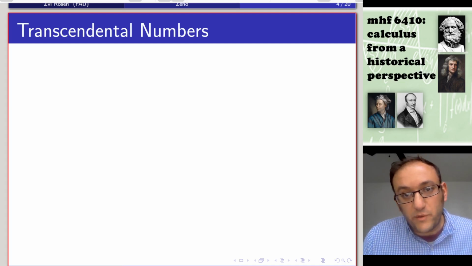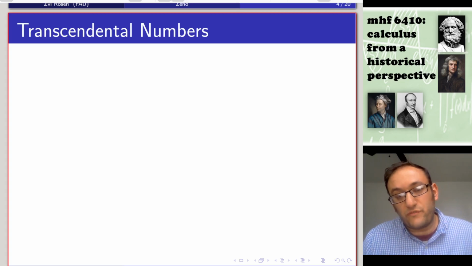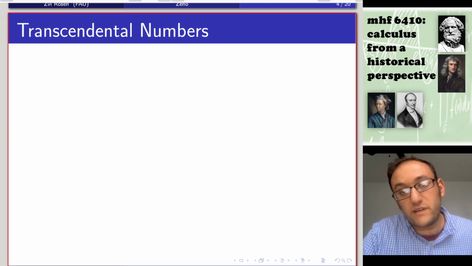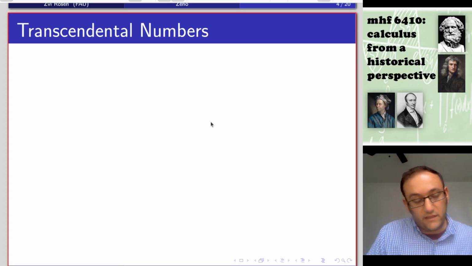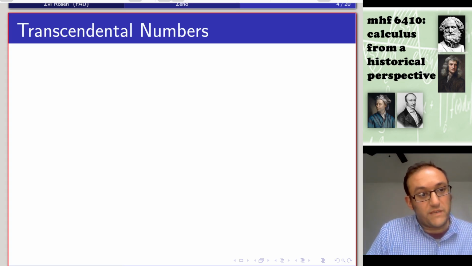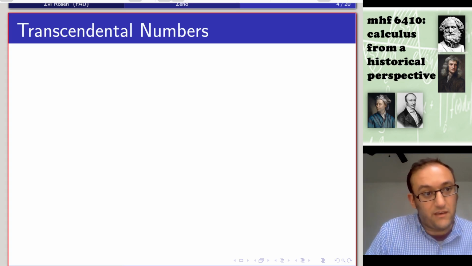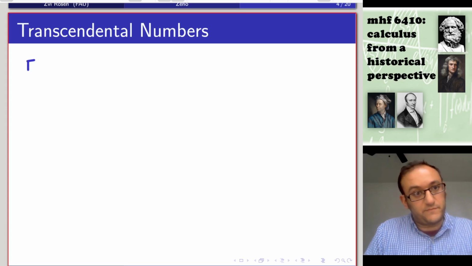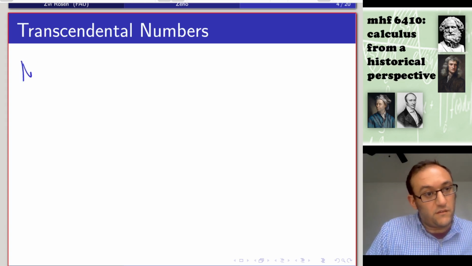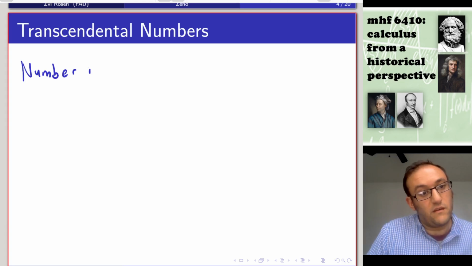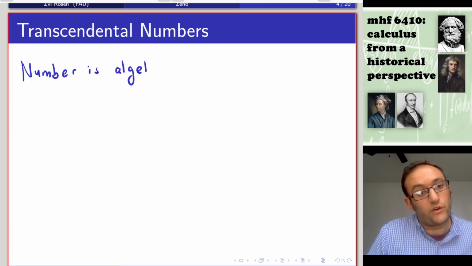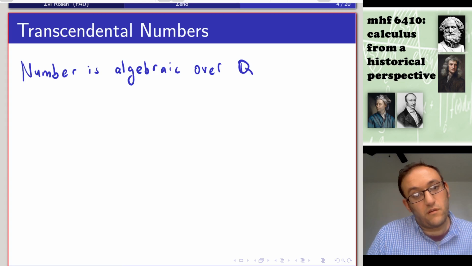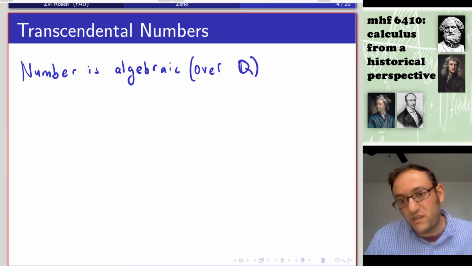Okay, now we can talk a little bit about transcendental numbers, and this won't be the real focus of the course, but it is something that comes up periodically. And we say that a number is algebraic over Q. Sometimes "over Q" is omitted because this is what people mean when they say algebraic.